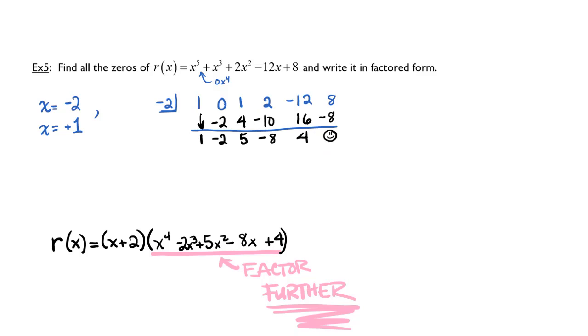So now I'm going to show that 1 is a factor or a 0 of the polynomial r of x. Dropping 1 down, I get 1. 1 times 1 is 1. -2 plus 1 is -1. 1 times -1 is -1. 5 plus -1 is 4. 1 times 4 is 4. -8 plus 4 is -4. 1 times -4 is -4. 4 plus -4 is 0. I've shown that 1 is indeed a 0 of the polynomial.